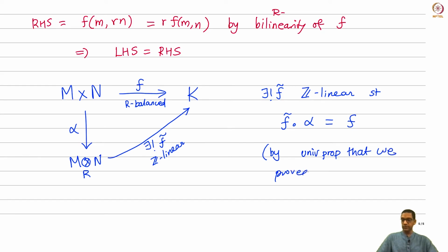Okay, and remember this universal property holds even under the assumption that the ring is non-commutative. Generally for non-commutative rings and for balanced maps, you can always find such a linear map f tilde which makes this diagram commute. But now we are saying if further the ring is commutative and the map is not just balanced but also bilinear, then f tilde acquires some additional properties. Okay, and the additional property is that it is R linear. So that's the only additional thing we need to check.